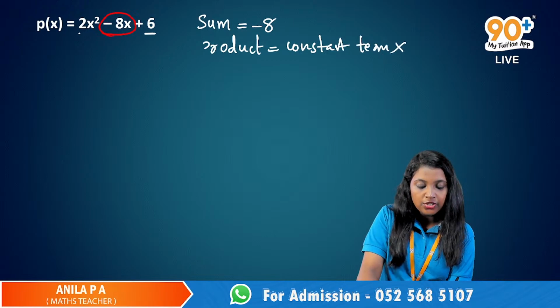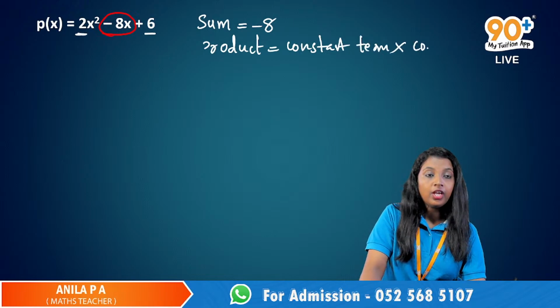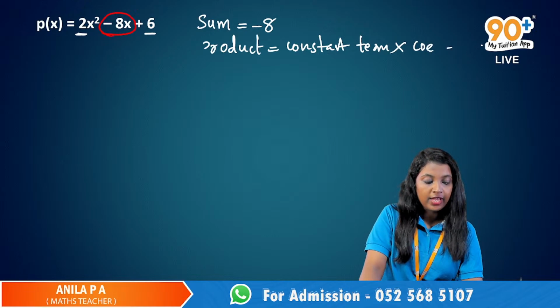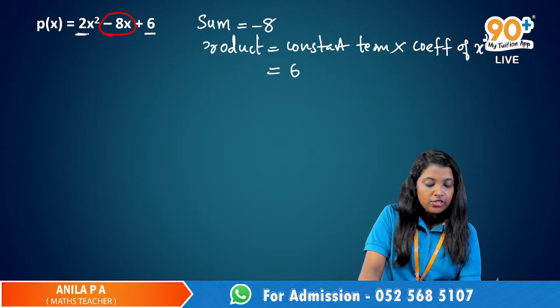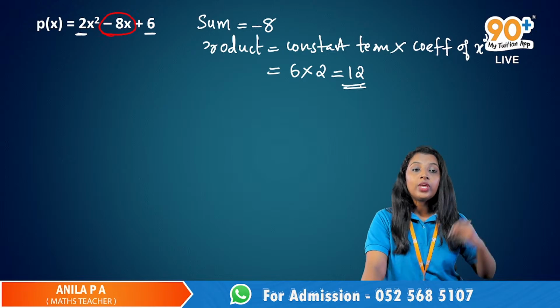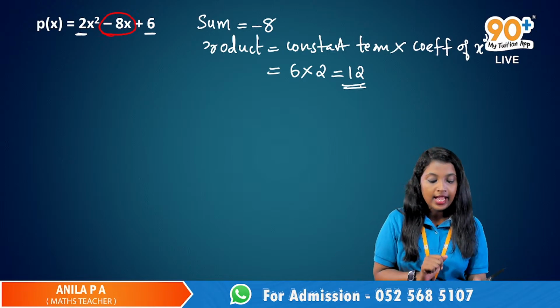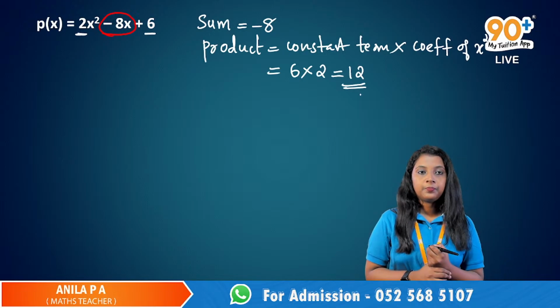into the coefficient of x square. Constant term into coefficient of x square. Here the constant term is 6 and the coefficient of x square is 2. Therefore 6 into 2 is 12. So we need to find two numbers such that their product is 12.